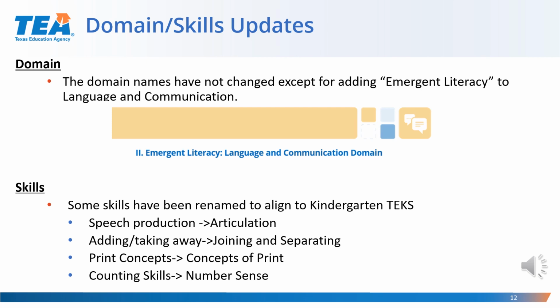Some examples have been renamed to align to kindergarten TEKS, such as speech production to articulation, adding taking away to joining and separating, print concepts to concepts of print, and counting skills to number sense.